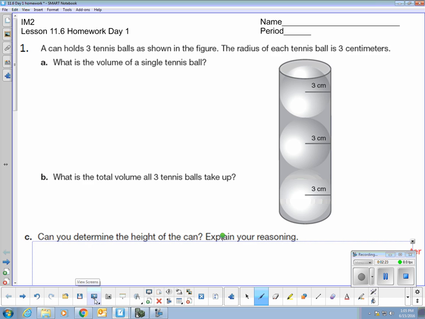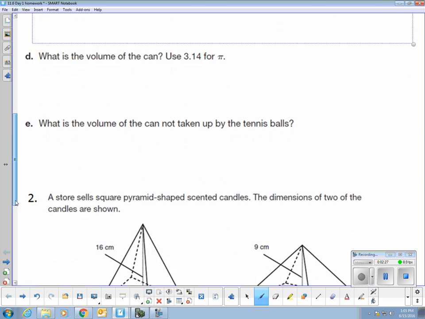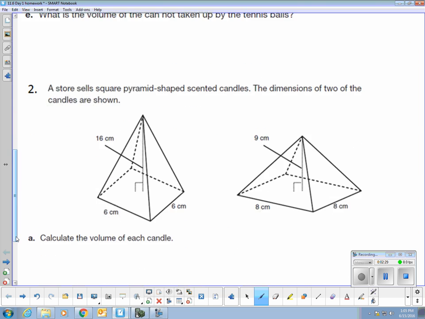So number 2, let's take a look at number 2. And we're looking at a figure that is a square pyramid. So let's first of all identify what it is. First name describes what the base is. And you'll notice that the base is 6 by 6 in the first one and 8 by 8 in the second one. So they are both squares. And because they both come to a point at the top, they are pyramids.